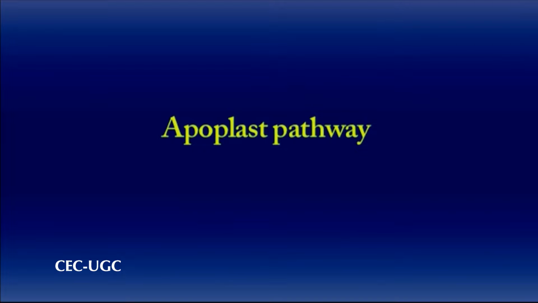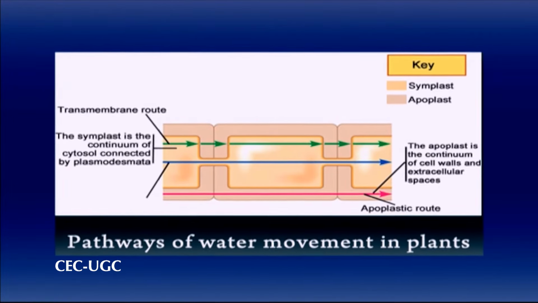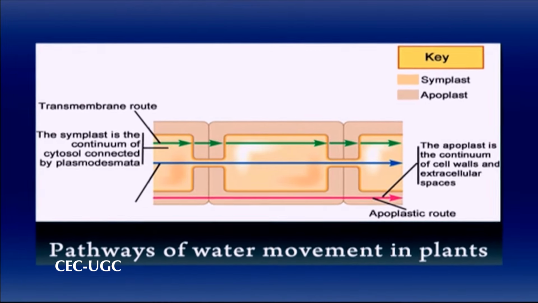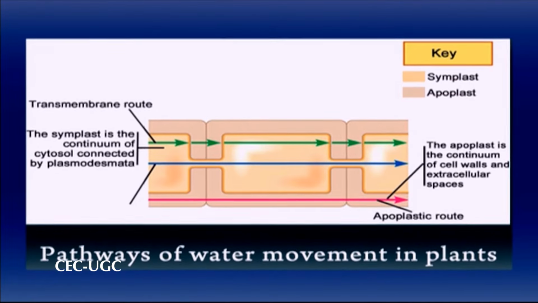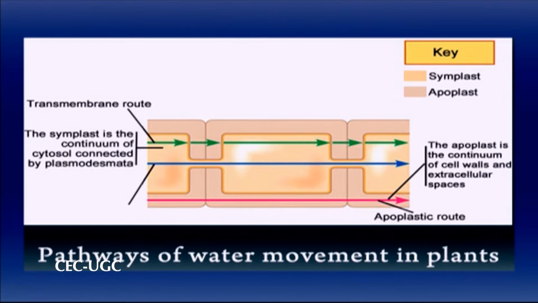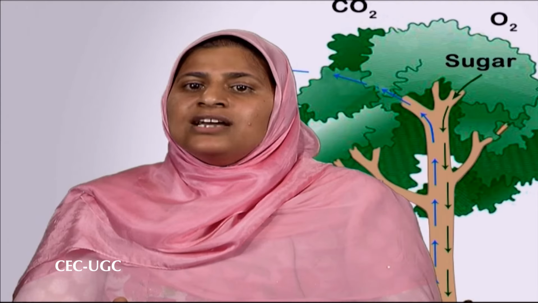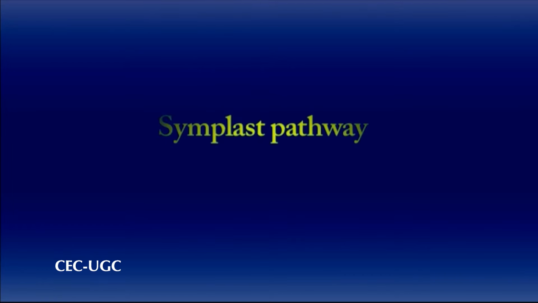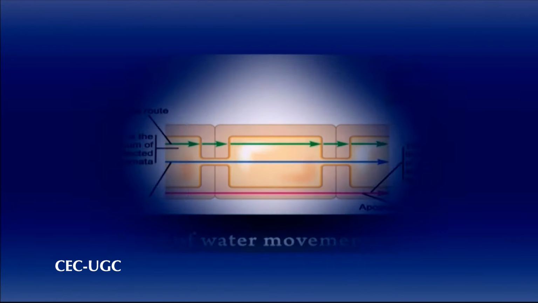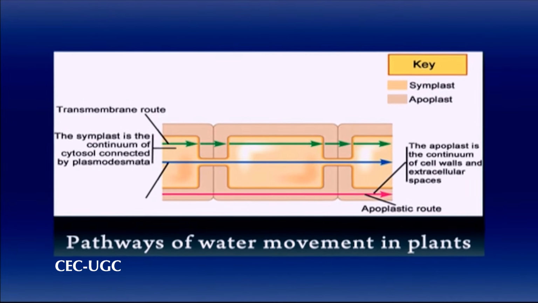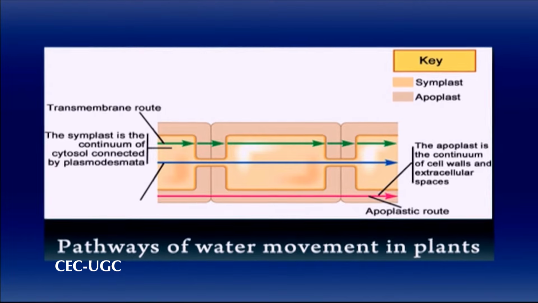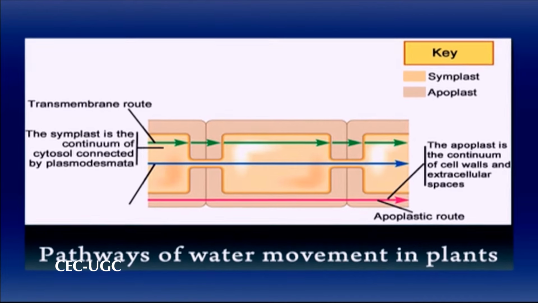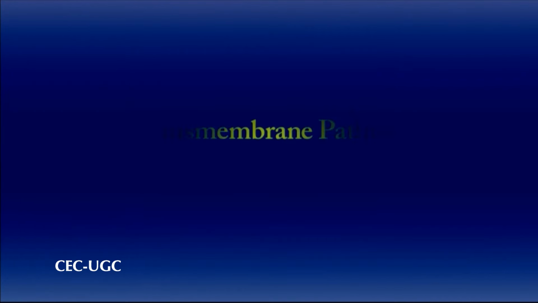Apoplast pathway. In this pathway, the movement of water occurs exclusively through cell wall without the involvement of any membrane. Majority of the amount of water goes through the apoplast pathway. The cortex of the root does not possess such movement of water. The second one is symplast pathway. Here, the movement of water molecules is from cell to cell through the plasmodesmata. The plasmodesmata form a network of cytoplasm of all cells.